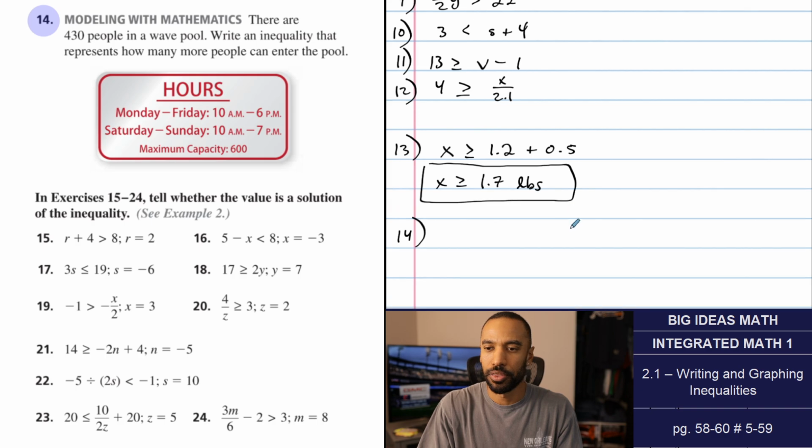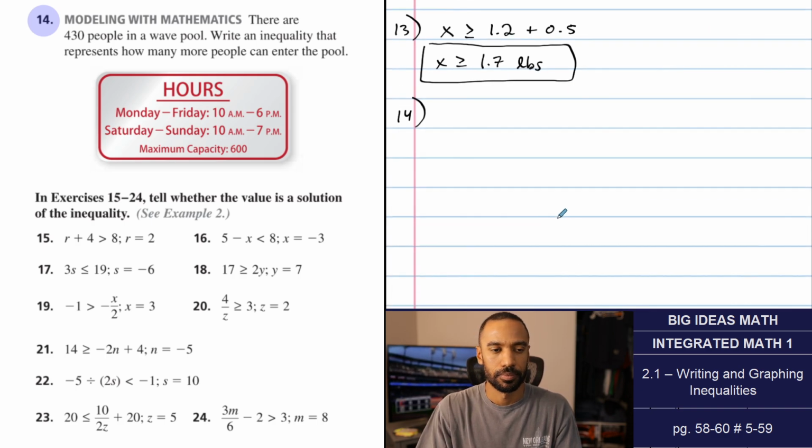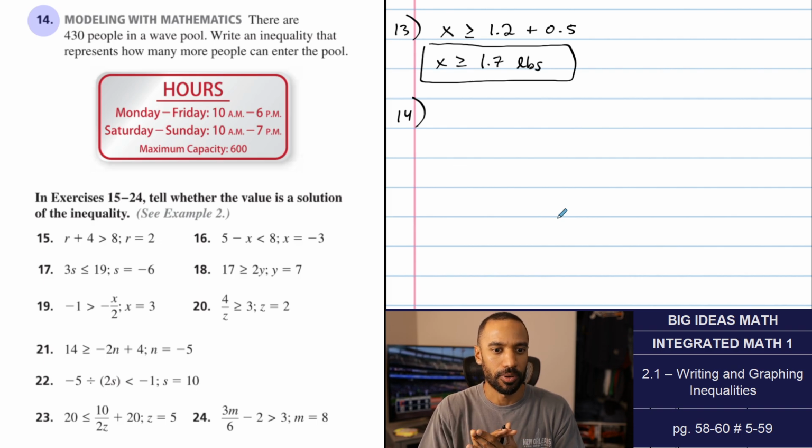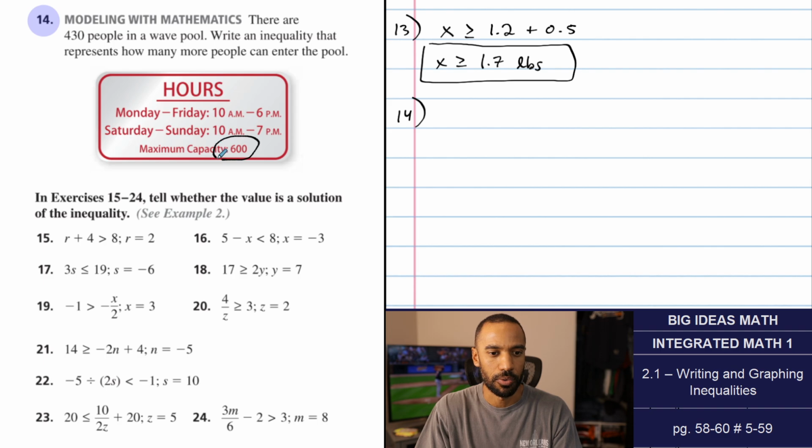There are 430 people in a wave pool. Write an inequality that represents how many more people can enter the pool. So there's a maximum capacity of 600. So how many more people can enter the pool?